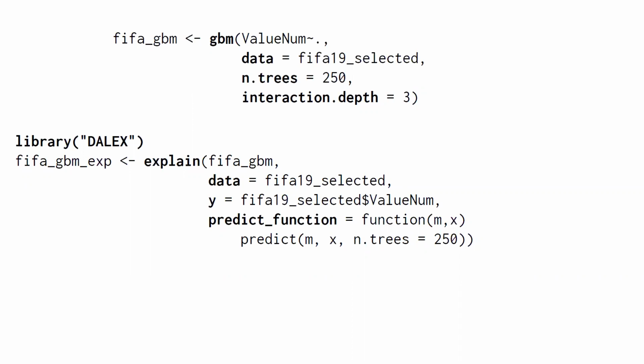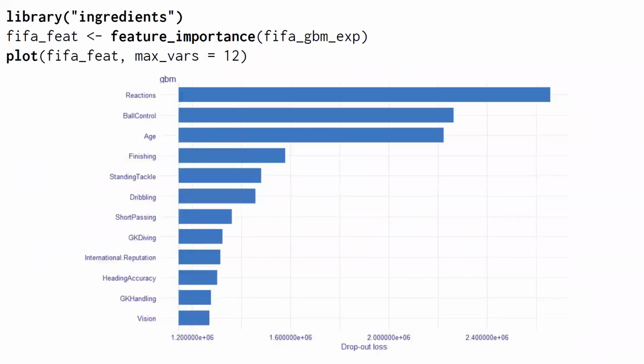So let's see what our model will tell us about this data set, these players. What is important to the value of a player? Now what we can see here is the importance of the variables. It is really great because those importances do not depend on the model. Some classes of models have their own ways to calculate importances, but this importance does not depend on the structure of the model. The longer the bar, the more important the feature is. You can see that reactions are really important to the value. So probably the better the reaction score, the higher the value of the player. The same goes for ball control and age.